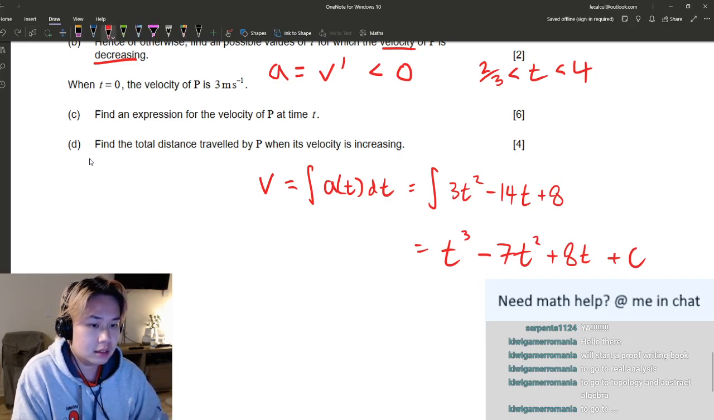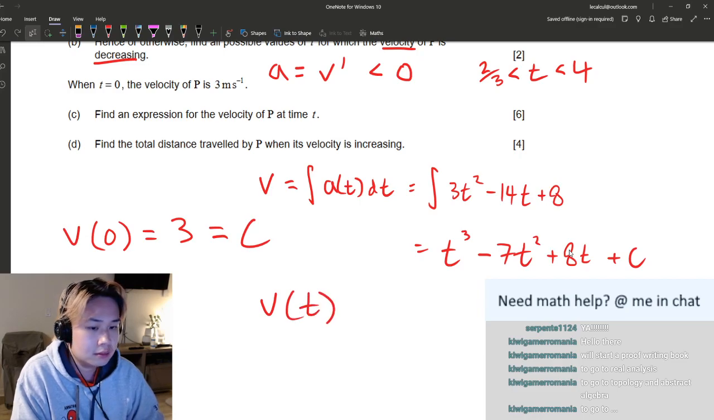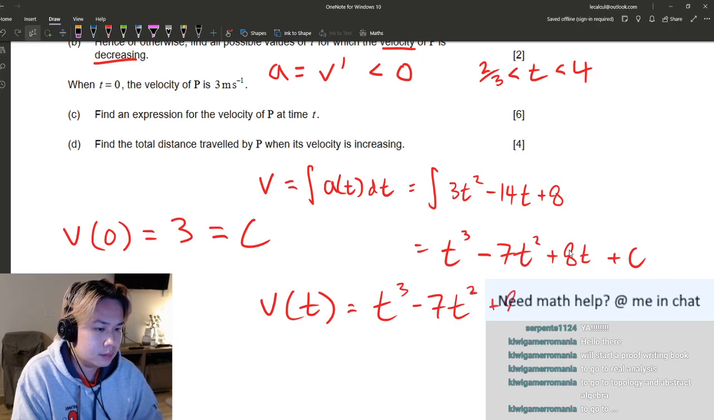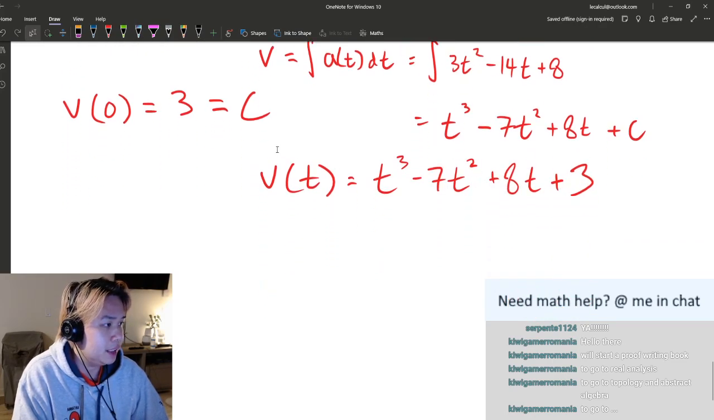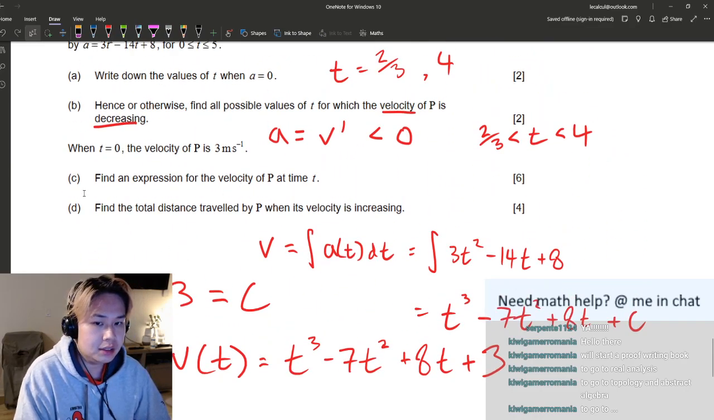And they tell me that at time 0, this should be equal to 3. So if I plug in 0 as t, that means that essentially my constant is 3. So here's my full expression for the velocity. Okay, and then what's next? Find the total distance traveled by p when the velocity is increasing.